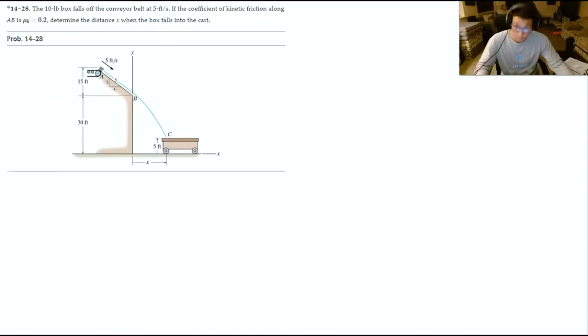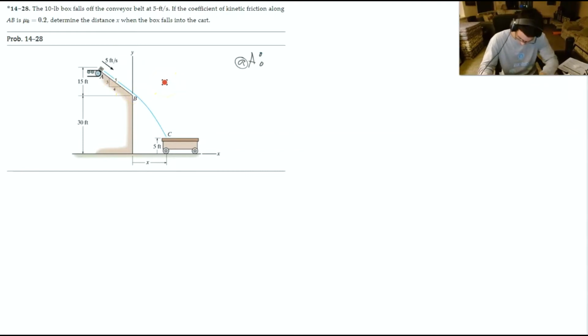All right. So we got this problem. Looks like we're going to use some sort of energy to calculate this, and then we're going to use some kinematics here. So what we can see is that initially, at A, what type of energies and forces do we have?